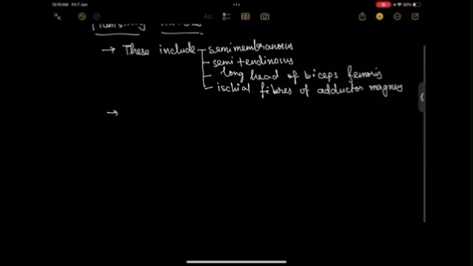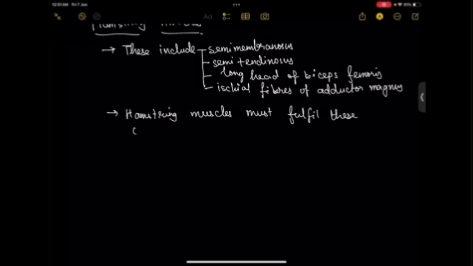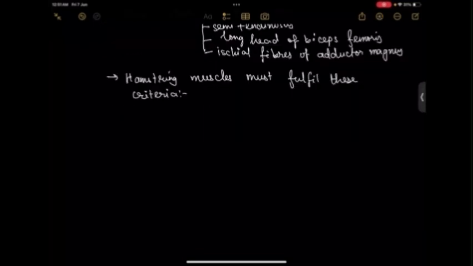Coming to the second point, hamstring muscles should fulfill the following criteria. See, when it comes to hamstring muscles, these are very easy and short. So the chances of this coming in your prof exams are very low. But if you see the past papers, then these have come. So it's good if you have a note of this. You might be thinking, that's so easy, why is sir teaching this? There are even more difficult topics which you need to master.